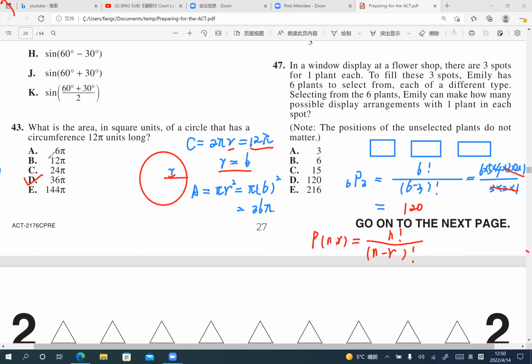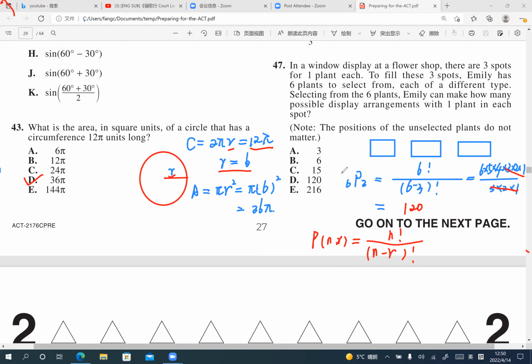So question 47 is a statistics problem which requires us to find the number of permutations if we select 3 plants from 6 distinct plants. So we can use the formula for permutations. I wrote the formula below.